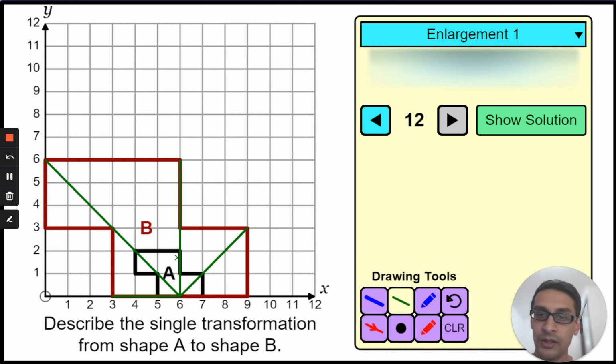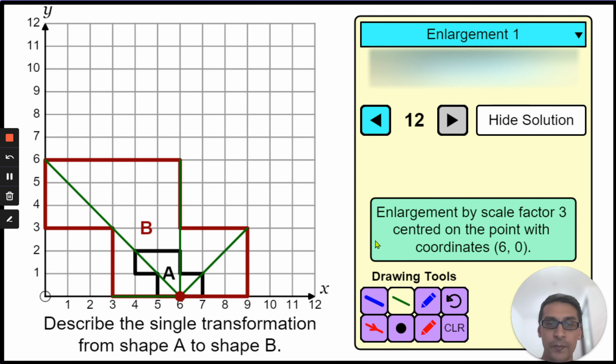So remember the 3 things. First of all, we're going from A to B, so it's an enlargement of the shape. The side length goes from 1 unit to 3 units. So the scale factor is 3. Center of enlargement is 6, 0. So there's your answer. Scale factor 3, center of enlargement 6, 0, and it's an enlargement.